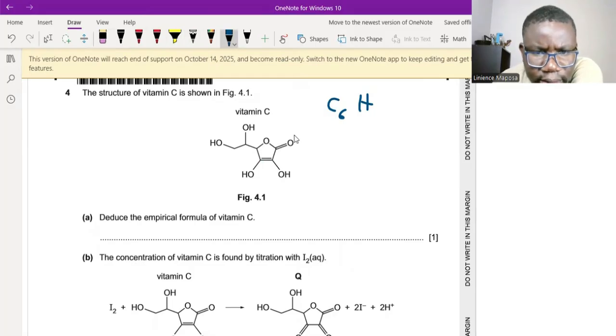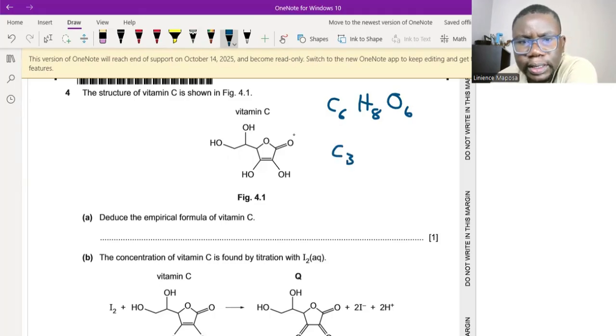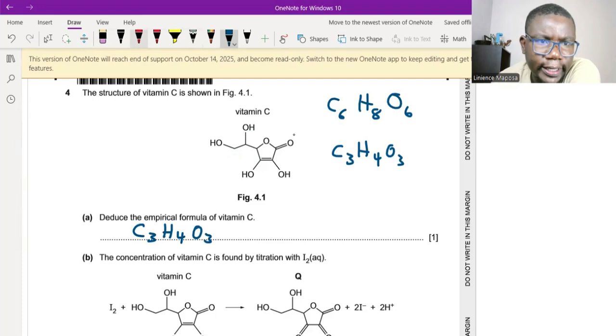Let's leave the ones that are written and count the ones that are not visible, because those ones are the tricky ones. So there is 1 here, there is 2 here, there's 3, 4 here. Then we say 5, 6, 7, 8. I don't see anywhere else, so I'll say 8. And then we go to oxygens. Oxygens are always written, so you just count the ones that are present. 1, 2, 3, 4, 5, 6. So 6 here. So the empirical formula is going to be divided by 2. It's going to be C3H4O3. So C3H4O3.